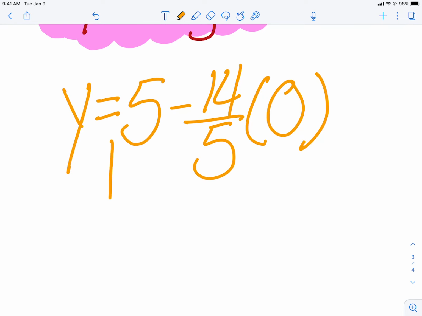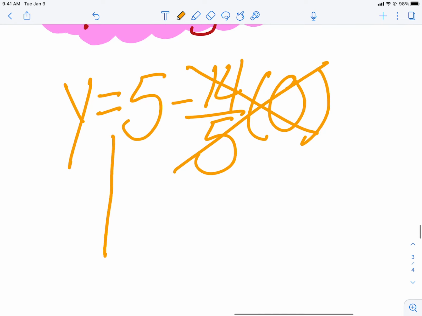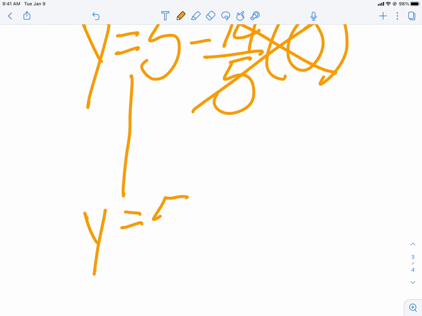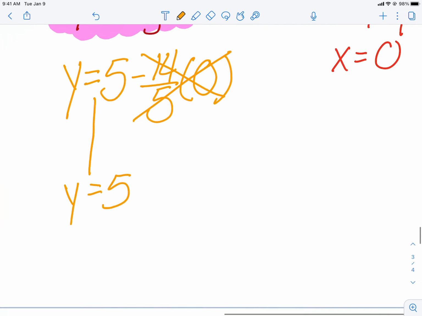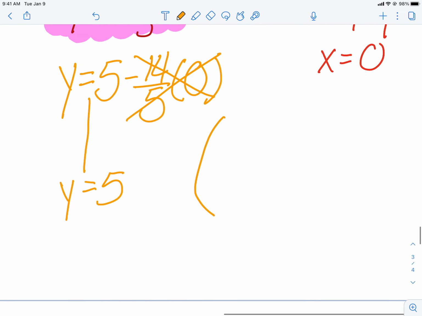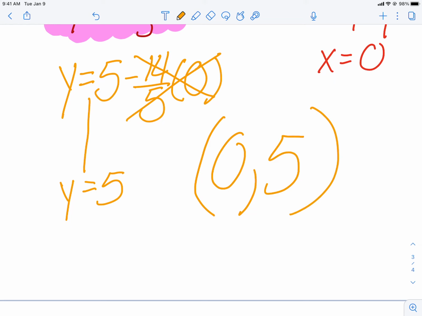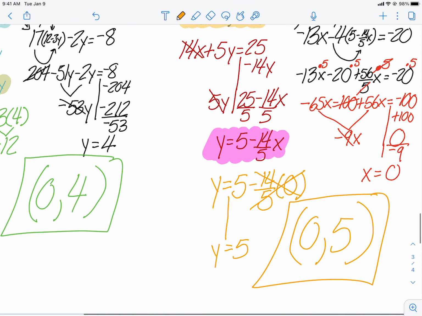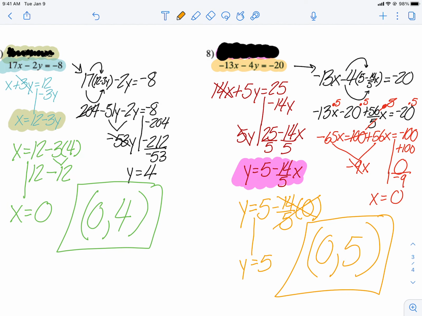Fortunately for me, 14 over 5 times 0 is nothing because 0. So I'm just left with y equals 5. So my ordered pair here, kiddos, is going to be x is 0, y is 5. And that is my solution right there. And that's as hard as it's going to get right there.